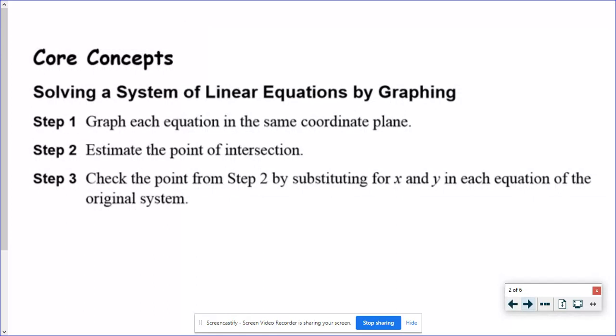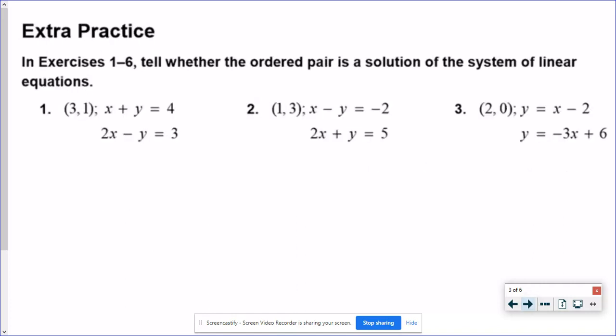So when we graph both of these equations on the same coordinate plane, on the same graph, we're going to look for the point of intersection. That's step 2. When we find that point, it does say to estimate the point. We should be able to tell what it is. We're going to give you problems today that you'll be able to tell exactly where that point of intersection is. But I'll show you how you can also check that solution to make sure that it really does work for both equations.